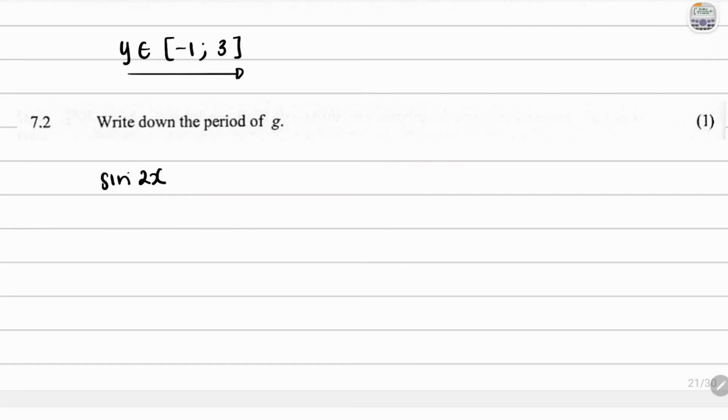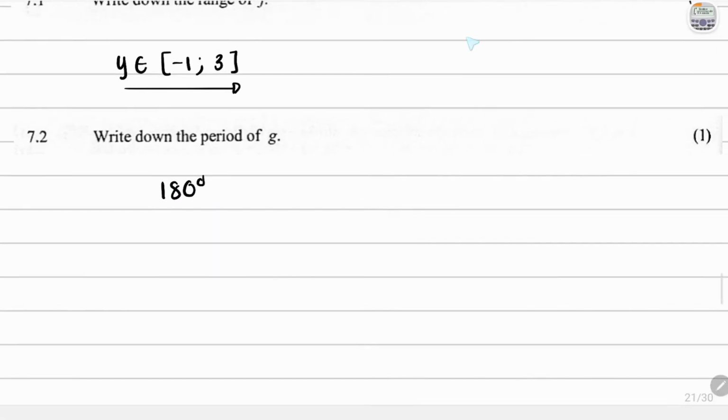The sine graph naturally has a period of 360 degrees because it takes 360 degrees to complete one cycle. It ends at 360 degrees. This is one cycle of the sine graph. So you'll say 360 degrees divided by that number they put there, so divided by 2. It means that the new period is 180 degrees. Moving on to the next question.